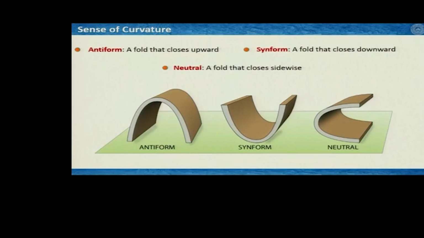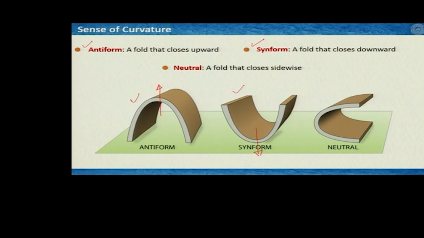So let's start first with the sense of curvature. These two terms we have learned already in the previous lecture: one is antiform and another is synform, and they are given in these two illustrations. We learned that an antiform is a fold that closes upward. As you can see here, this fold is closing upward, so this is an antiform. This fold is a synform because it is closing downward.